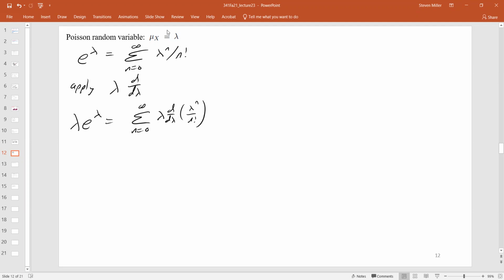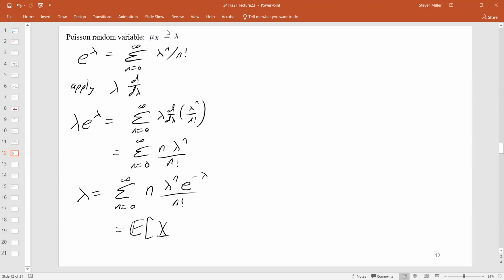Again, I'm using the fact that the derivative of a sum is the sum of the derivatives. You have to justify this. But when we take the derivative, we now get the sum n goes from 0 to infinity of n lambda to the n over n factorial. And if we just bring the e to the lambda back over, we get the sum n goes from 0 to infinity of n lambda to the n e to the minus lambda over n factorial. And that's just the expected value of x. And if I wanted to calculate the variance or the second moments, I would just apply it again. So it works pretty nicely.